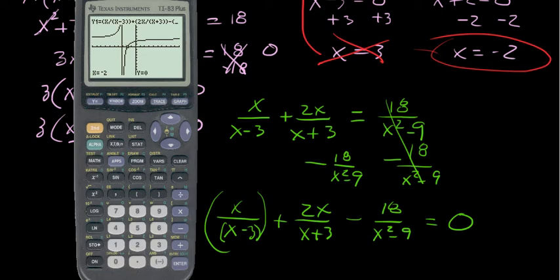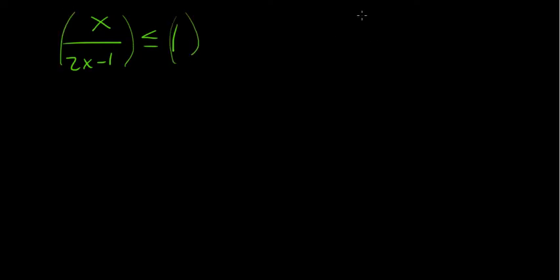Let's try another one. This time we're going to do an inequality. An inequality is something like this: x over 2x minus 1 is less than or equal to 1. Algebraically, this is where it's tricky doing inequalities like this. Now, I'm going to do it over here. Suppose I had x over 2x minus 1 equals 1.